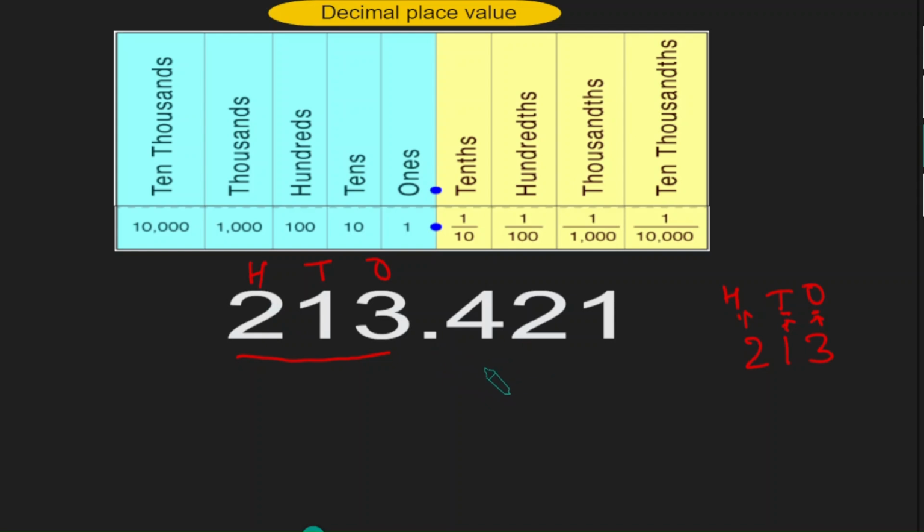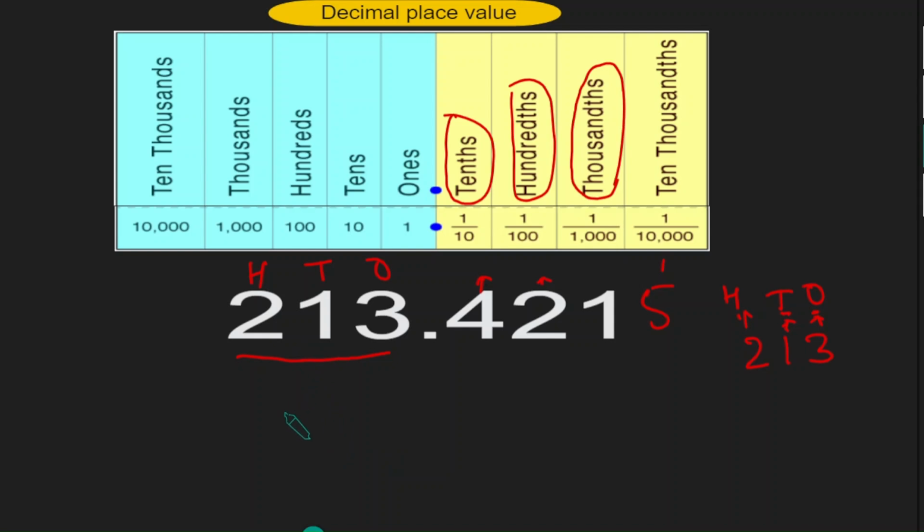But on the right side, the very first digit is your tenths place digit. It is already written, it is tenths. The second one is your hundredths place digit, and the third one will be your thousandths place, and so on. If there was another number, like 5, then this 5 would have been in the ten-thousandths place. So this is the scenario related to decimal place value.